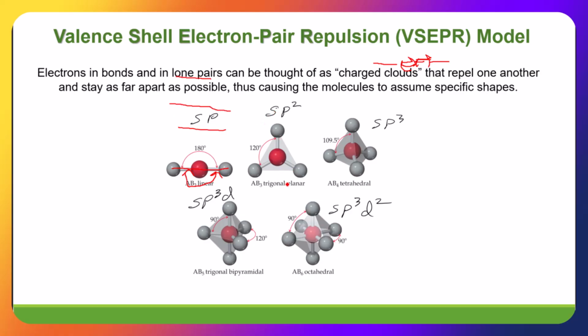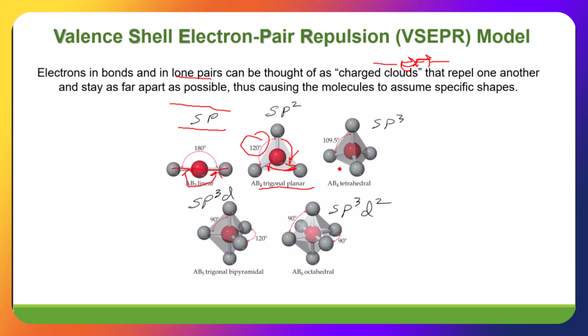sp2 hybridized, trigonal planar. That's 3 things around the central atom. These will all repel each other until they equalize that repulsion, where there's no advantage to this bond being pushed this way because this bond is pushing this way, this bond is pushing this way. They all come out to an equivalent 120-degree bond angles.